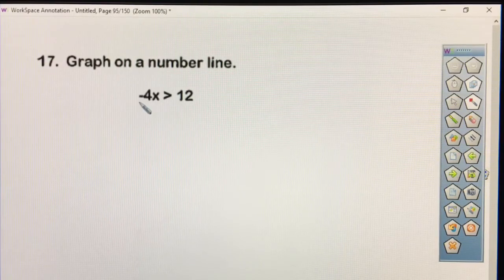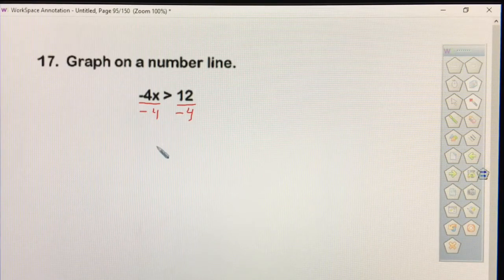Graph on a number line. First thing I want to do is solve it, so I'm going to divide both sides by -4. Now in doing so, when I divide both sides of an inequality by -4, this is a pitfall. That symbol there reverses the other way. And then that's going to give me -3.